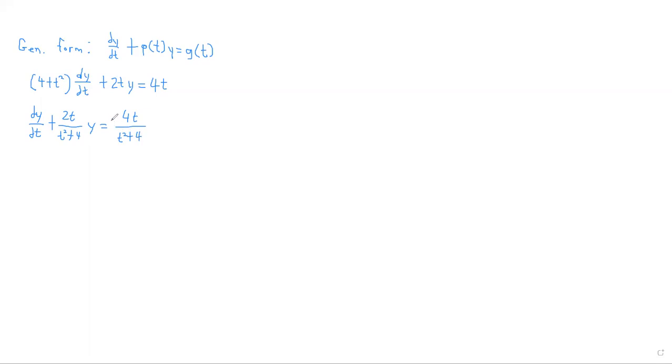All right. So let's label our p of t and g of t. The way I'm going to show you how to solve this equation first, and then I'll show you the general format of doing it. Okay, so p of t is equal to 2t over t squared plus 4. And g of t is equal to 4t over t squared plus 4.